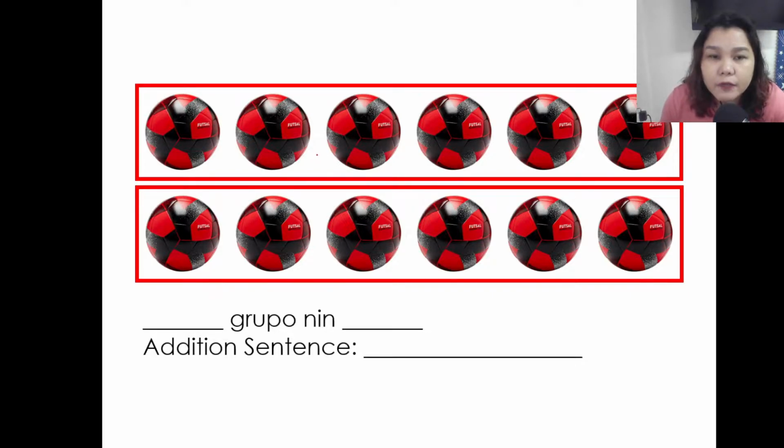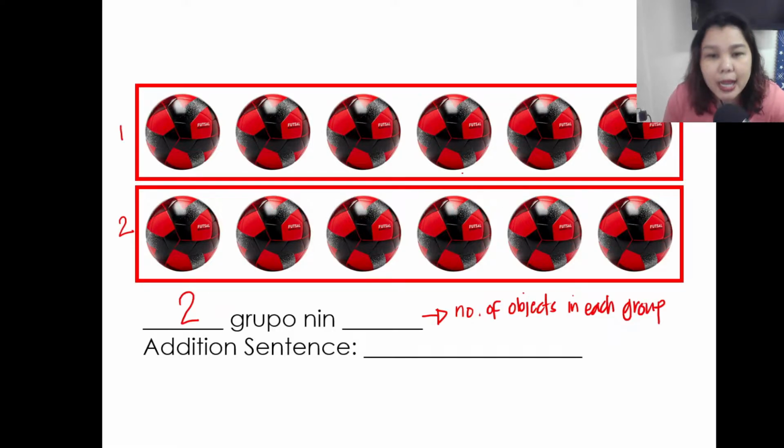Count the number of groups. Pirang groups yan. Use with the guide of those red na lines. So, may isang group. This is the first group. This is the second group. So, pirang grupo? We have 2. 2 grupo nin. This blank is for the number of objects in each group. Ano po? So, number of objects in each group.